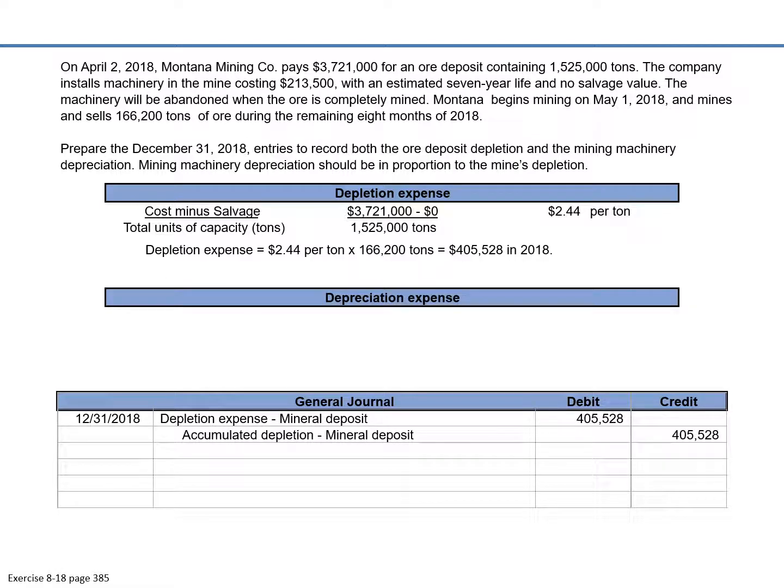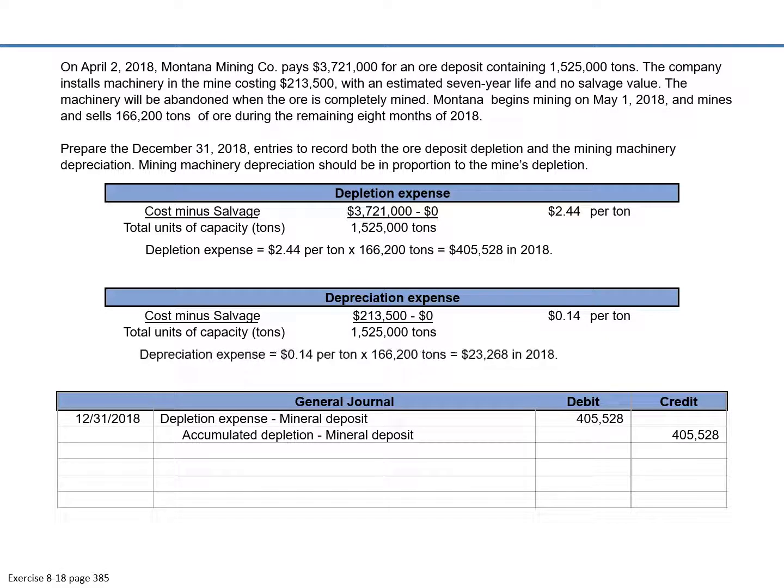Then our depreciation expense is cost minus salvage, divided by units of capacity. The reason we're using units of capacity and not years is because the mining machinery depreciation should be in proportion to the mine's depletion. So we're going to use units of capacity to do that. We take $213,500, the cost of the machinery, minus 0 salvage, divided by the 1.525 million tons, which is 14 cents per ton.